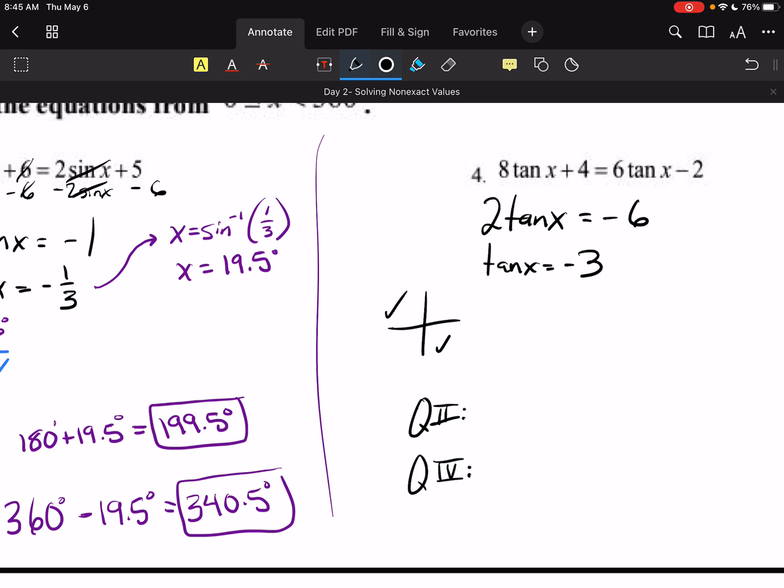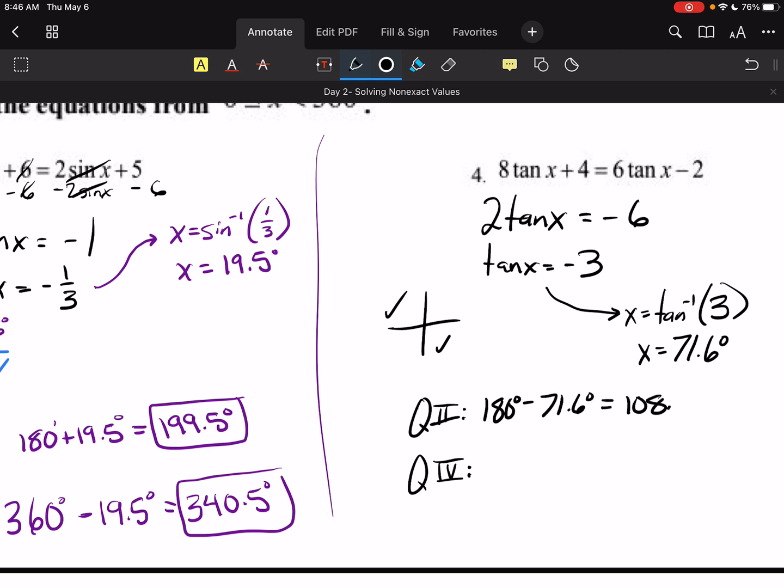Okay. Calculator. Tangent inverse of positive 3, and that gives me 71.6 degrees. So adjusting that to quadrant 2, I would do 180 minus 71.6, and I get 108.4. Adjusting to quadrant 4, 360 minus 71.6, and I get 288.4.